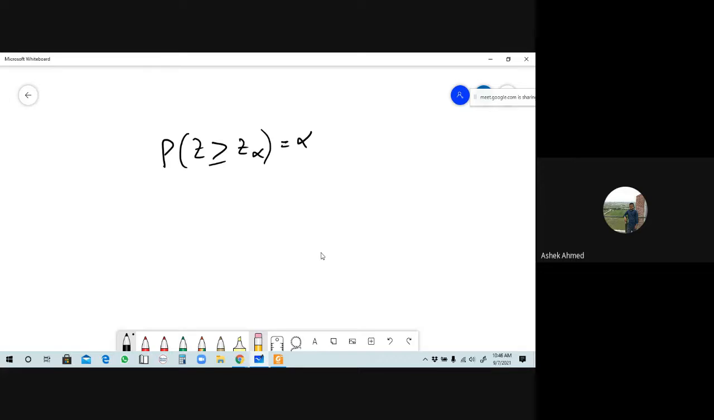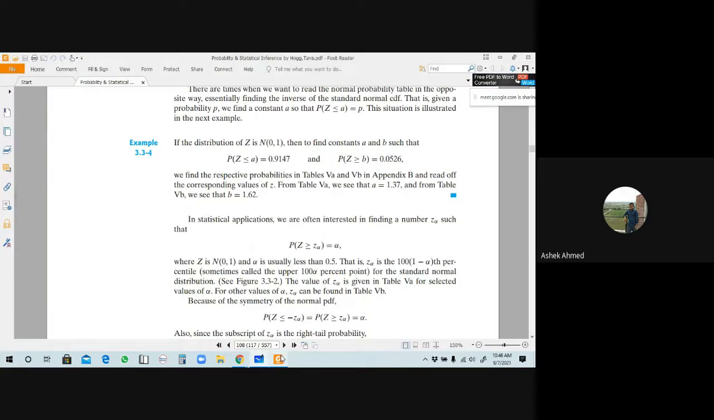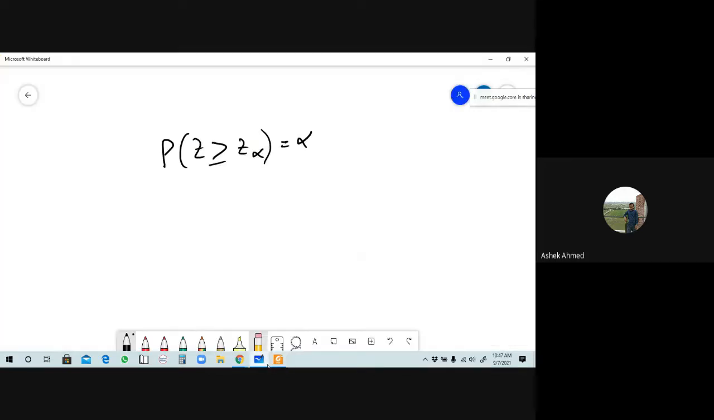Here Z is normally distributed, N of 0 comma 1, which means this is a standard normal variable. But the value of alpha is usually less than 0.5. You have to remember that always the value of alpha is less than 0.5. Then tell me, the coefficient of z sub alpha is plus or minus here?